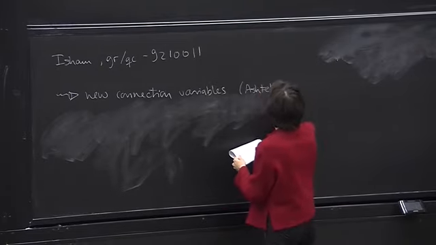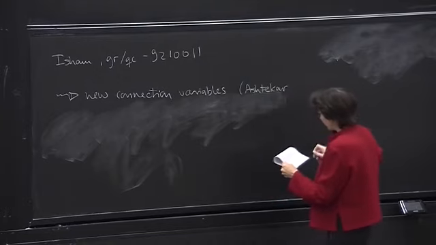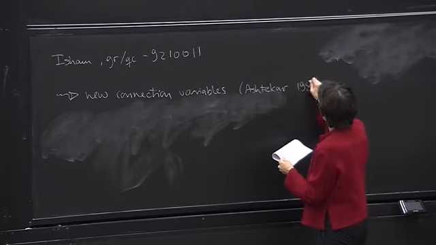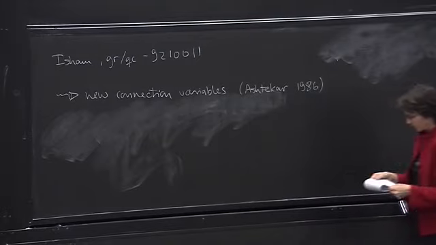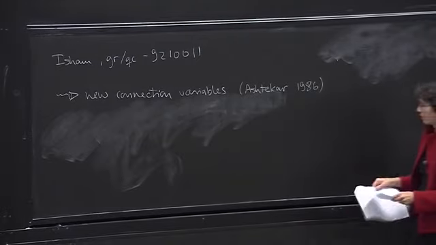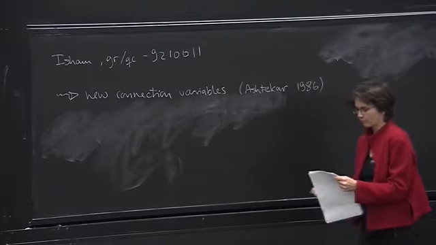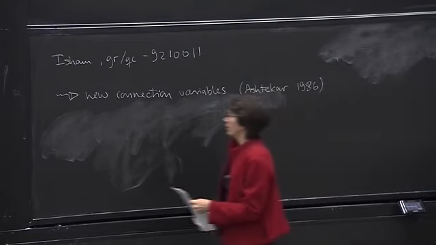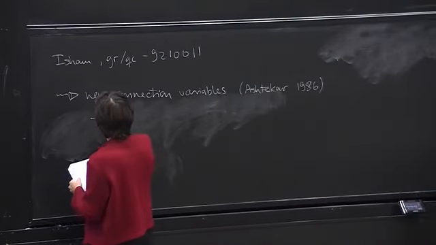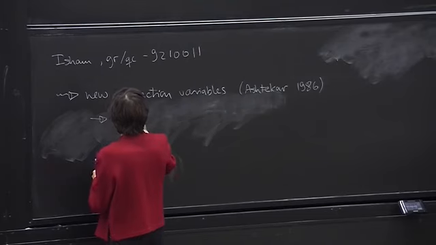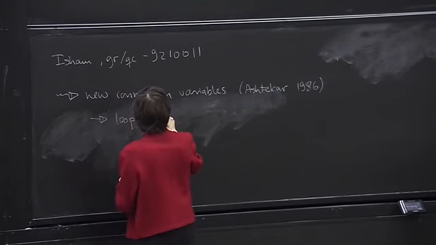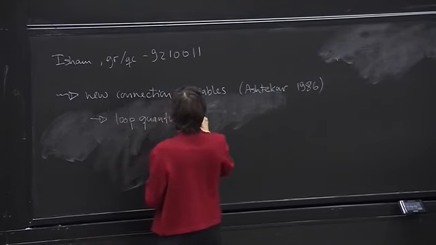And, well, the key person to put them on the map was Ashtekar. This was in 1986. And this led then to what is now known, or has been known for quite some time, as loop quantum gravity.